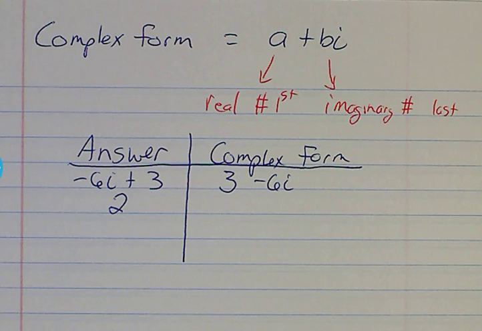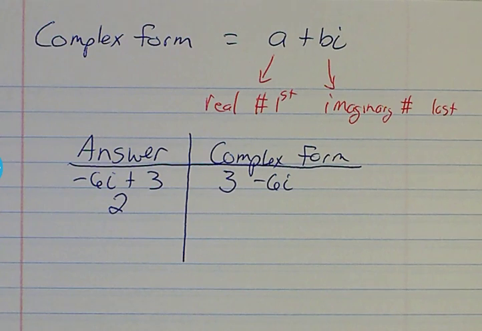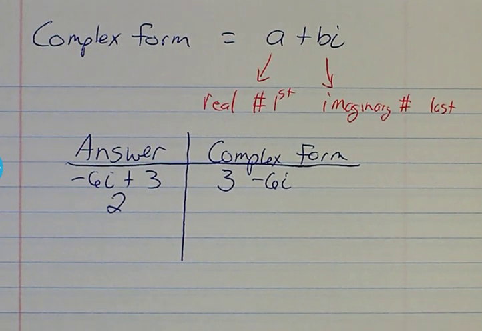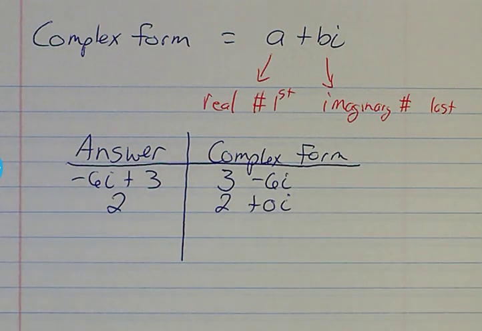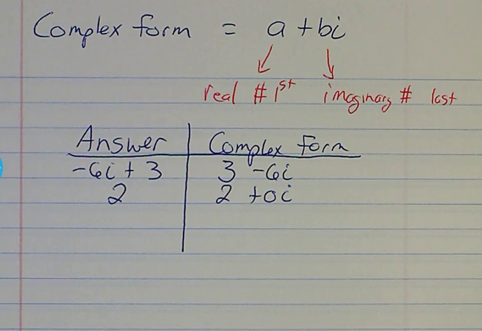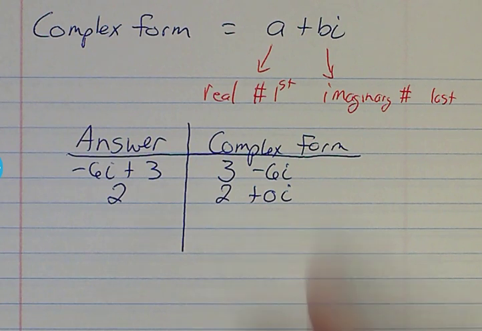All right, if you get an answer that's just 2, and sometimes they're really specific that they want it in complex form, you can do 2 and then plus, or they could even do a minus, but most times people put a plus. You can do 2 plus 0i, because there's no imaginary part there, so technically that would be a 0.